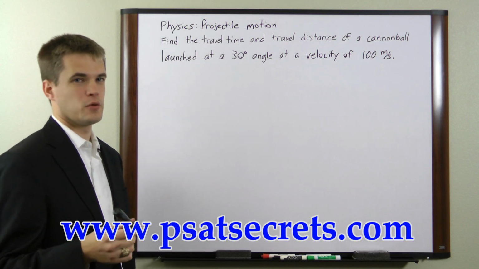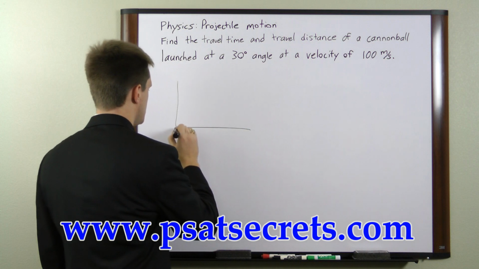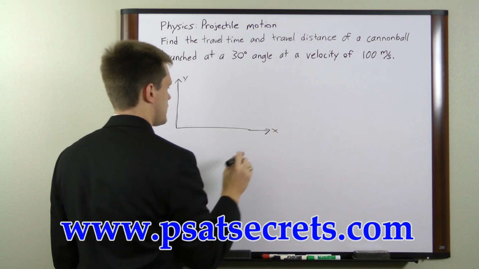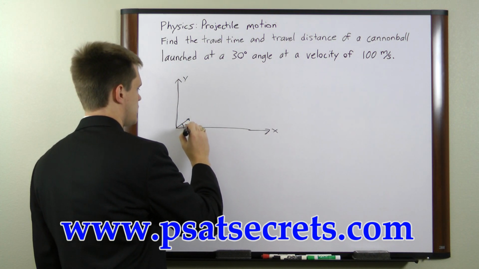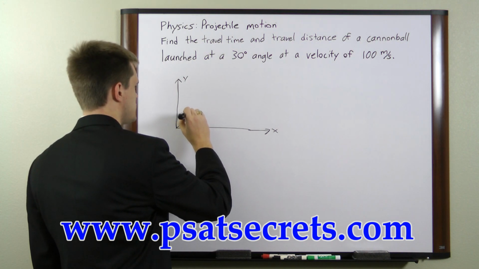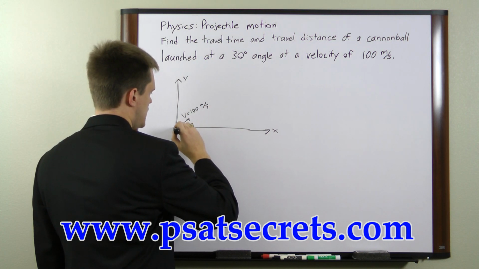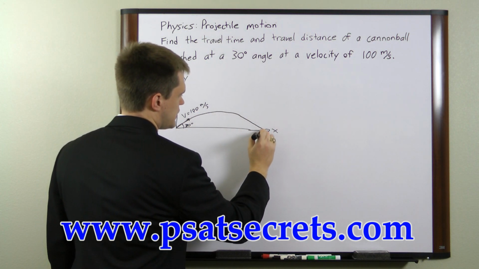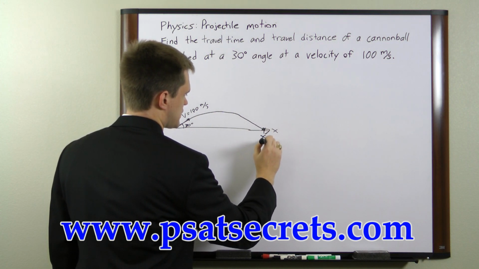So let's draw a picture of what that would look like. We have our XY coordinate axis here. This is Y direction, this is X direction. We have a cannonball that's launched initially at 30 degrees at a velocity of 100 meters per second. And the path of the cannonball is going to look like this. It's going to come up, level out, and then come down and impact at some distance x final.